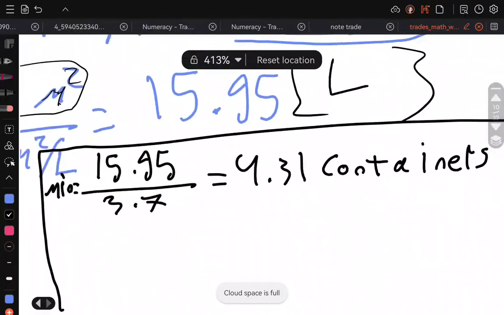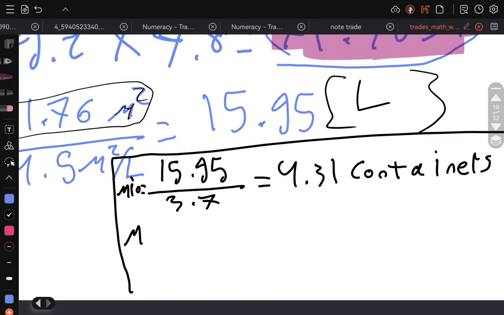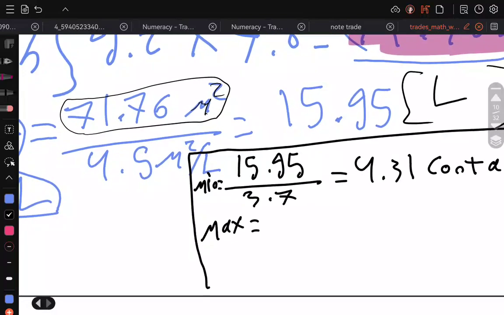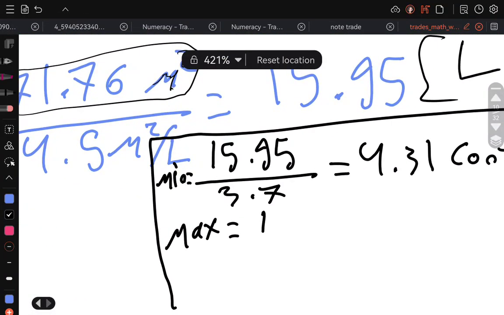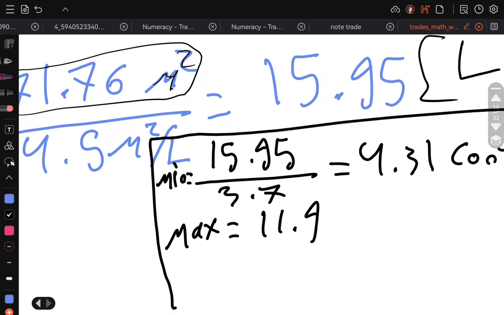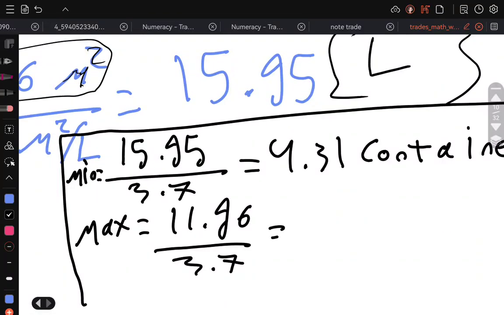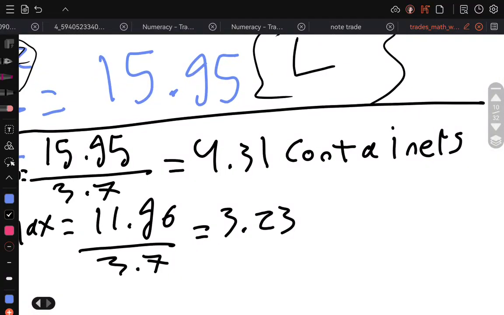Okay, for the maximum one, what's the answer? The answer was 11.96. Same thing, divided by 3.7 equals 3.23. Okay, did we forget something?